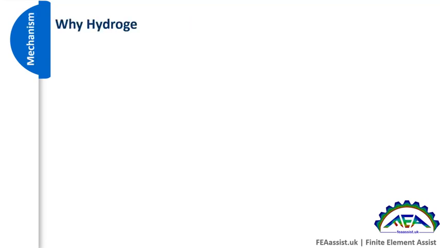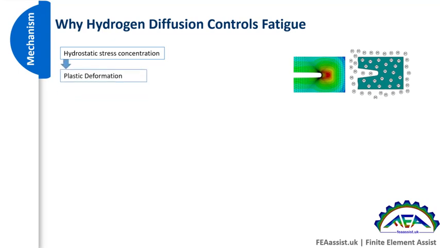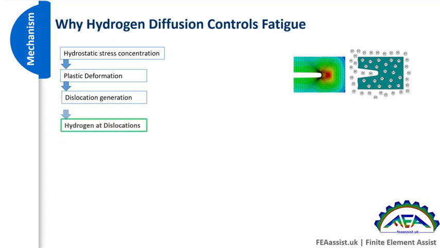Mechanism. Let's talk about the mechanism behind these things. At the crack tip, we have hydrostatic stress concentration. This stress concentration produces plastic deformation. Plastic deformation means dislocation generation, especially at lower temperature. These generated dislocations are places for hydrogen to move, to diffuse.